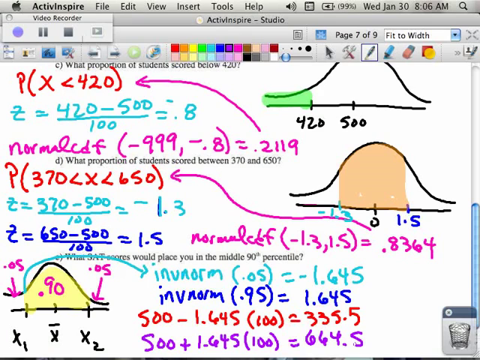Now I ran out of room, but what you want to do in statistics, at least on the exam, is you want to write down scores from 335.5 to 664.5 would put you in the middle 90th percentile. Write it out as a sentence.